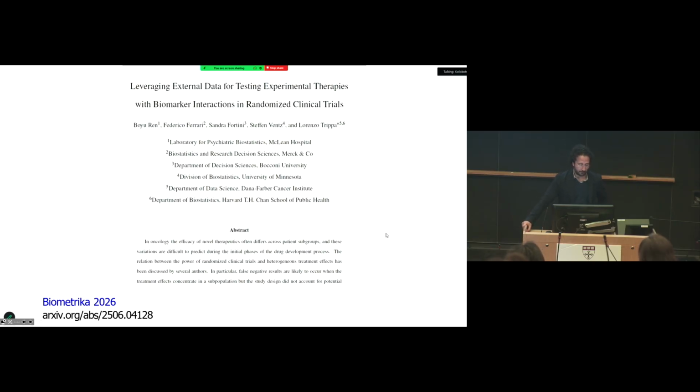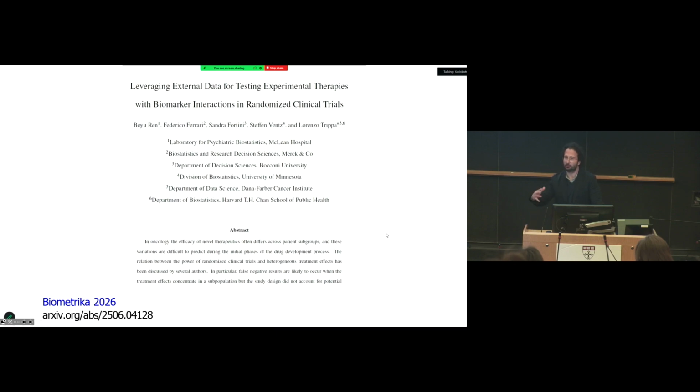This is a paper we published in Biometrika. First author, Boyuren, is a faculty here at Harvard. And the key task is the following. In oncology, we know that very frequently we have treatment effects that vary across subgroups. And at the same time, we know all of the risk implied by augmenting with external data when it comes to testing in order to make a decision whether a drug should go to the market or not.